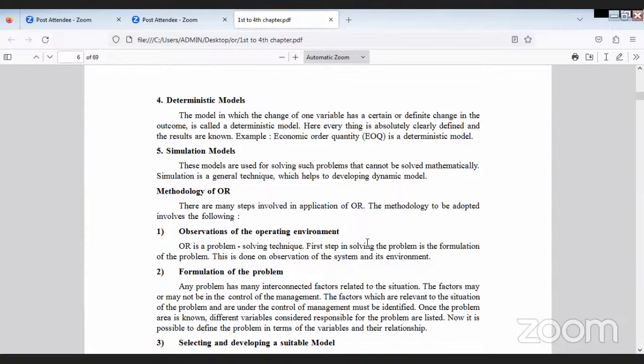Simulation model: these models are used for solving problems that cannot be solved mathematically. Simulation is a general technique which helps in developing a dynamic model.